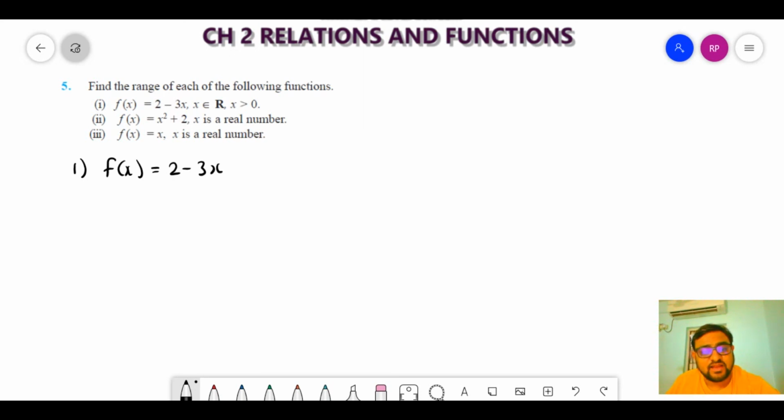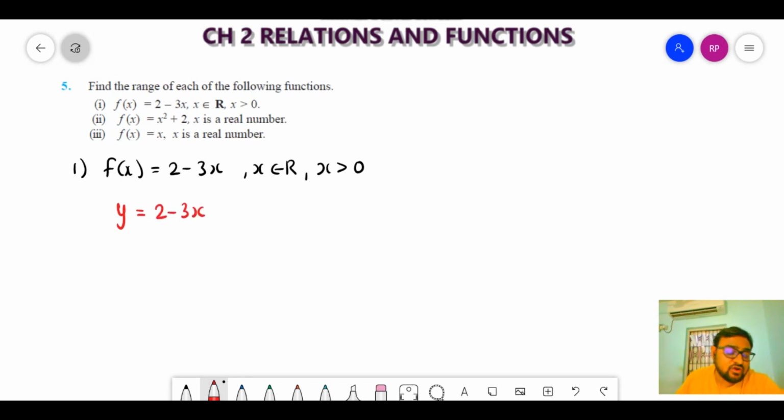x belongs to R, and remember, x belongs to R means you can take any value of x, but here x is greater than 0. Now we had discussed earlier that f(x) we can take as y. Okay, so y is equal to 2 minus 3x. So now to find out the range, I need to find out the possible values of y that I will get when I take x greater than 0.